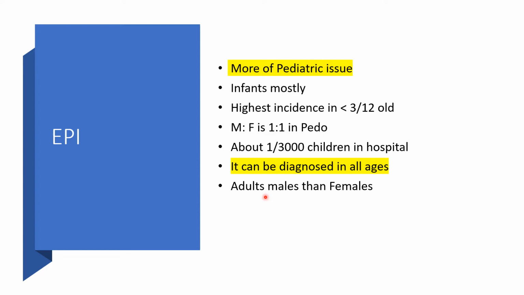Let me explain. The other time I said male to female ratio in pediatric age group is 1:1. When this is diagnosed in elderly people, adults, male to female ratio will not be the same. More males will be affected as adults than females.